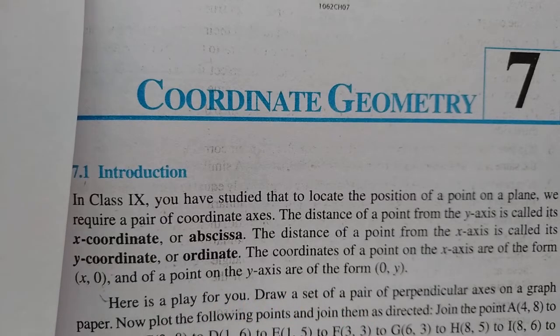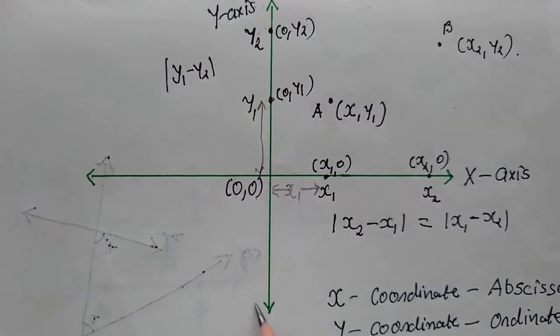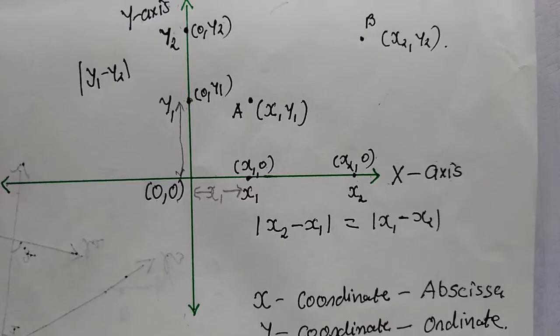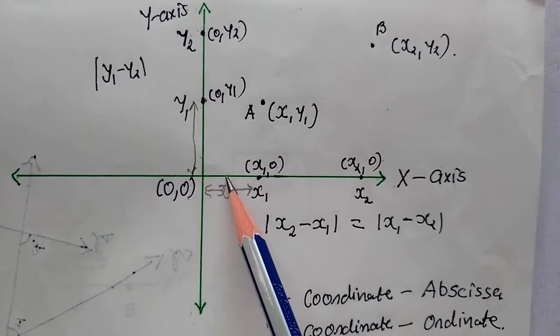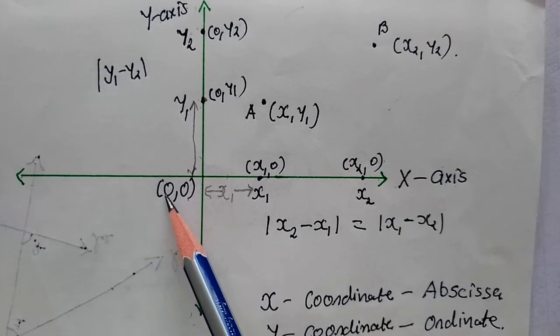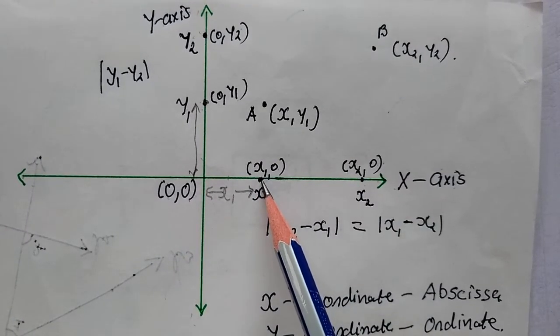Let us understand by diagram. Children, this is the x-axis, this is the y-axis. Now students, this intersecting point is known as the origin, and its coordinates are (0, 0). Now children, let us take this point on the x-axis.